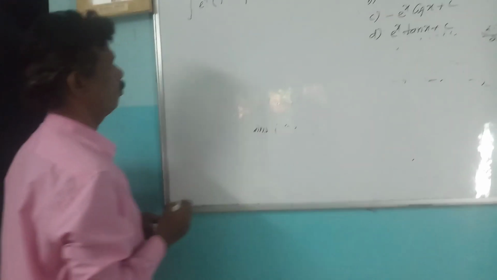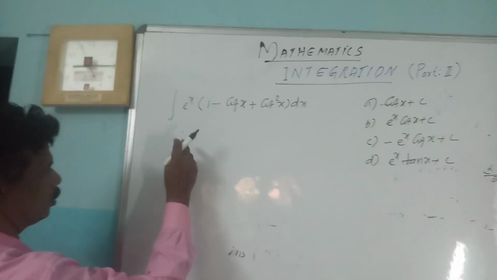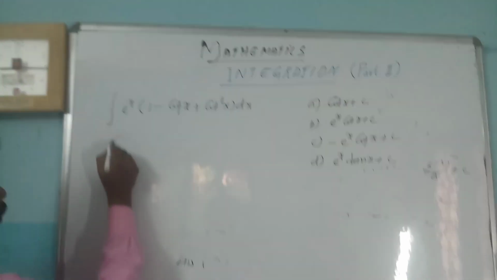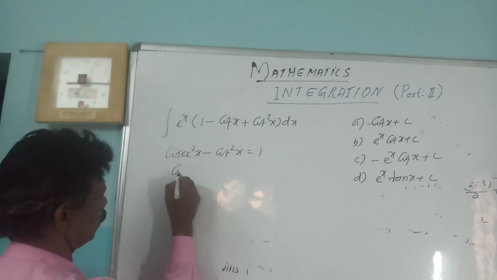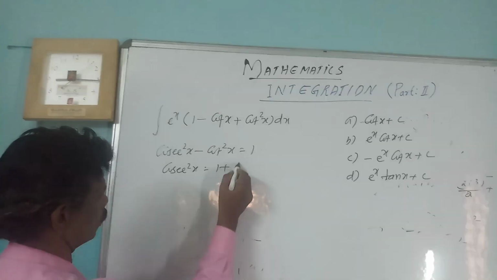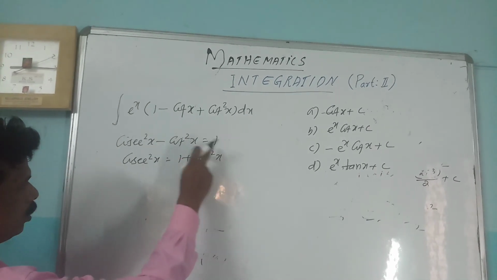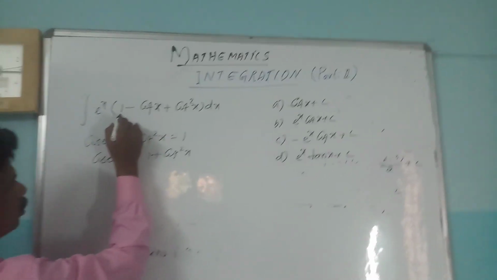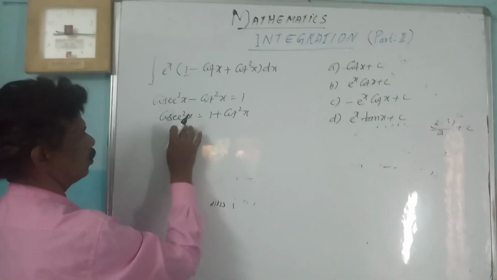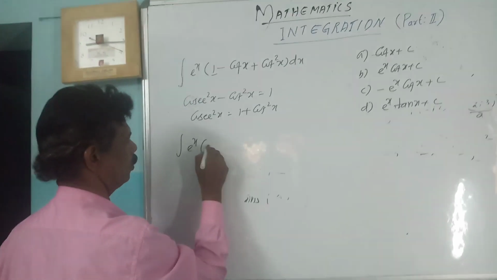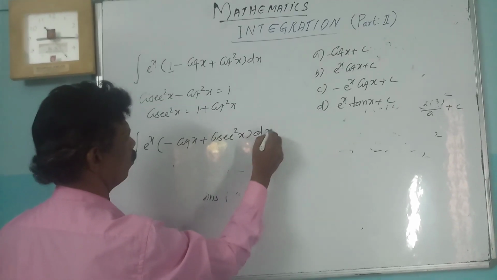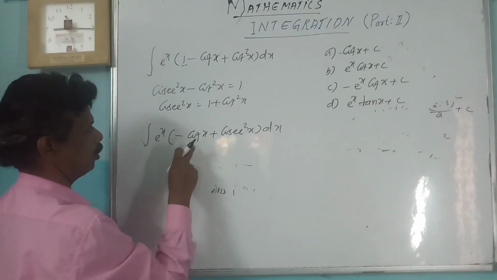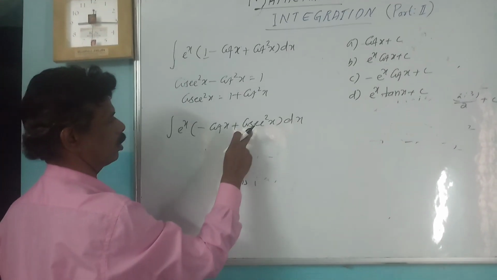Okay, see, integral of e raised to x into (1 minus cot x plus cot square x) dx. Here, by the trigonometric formula, cosec square x minus cot square x is equal to 1. Then cosec square x is equal to 1 plus cot square x. So 1 plus cot square x equals cosec square x. That is e raised to x into (minus cot x plus cosec square x) dx.